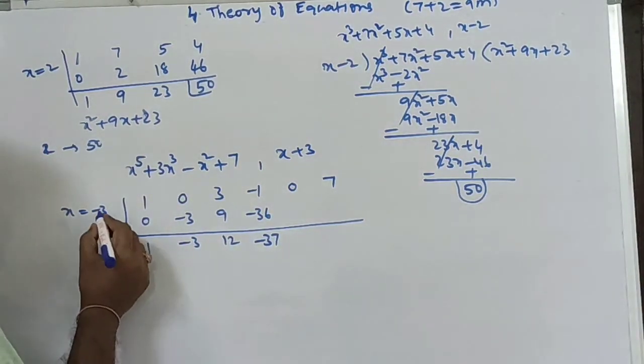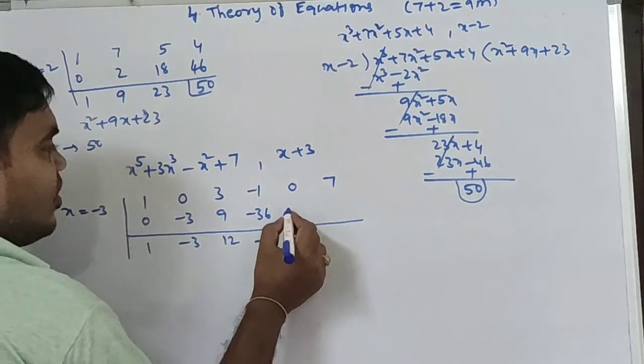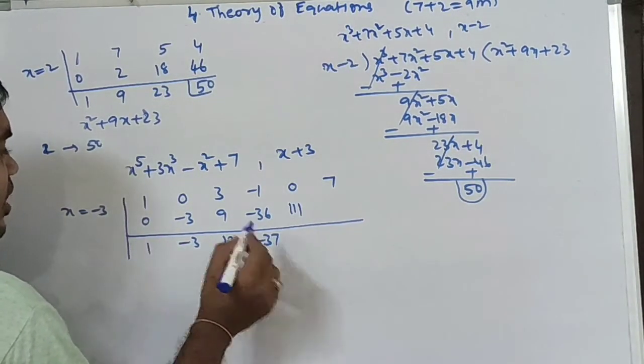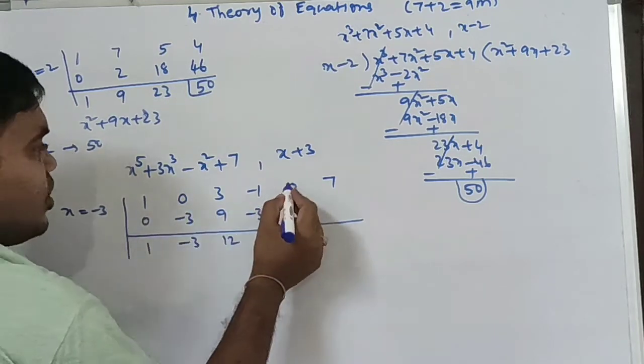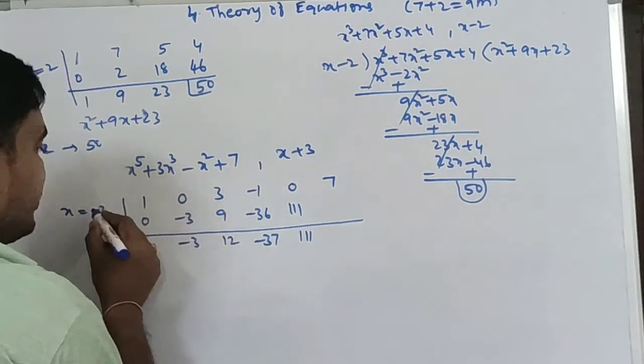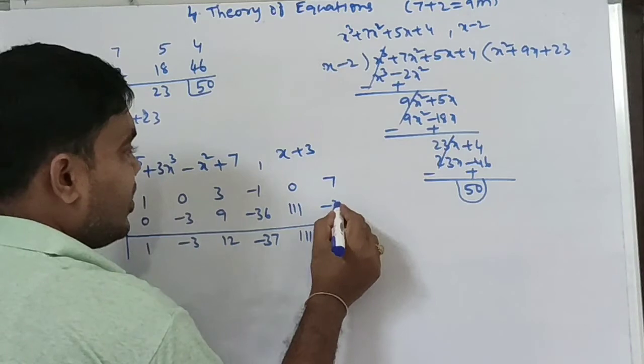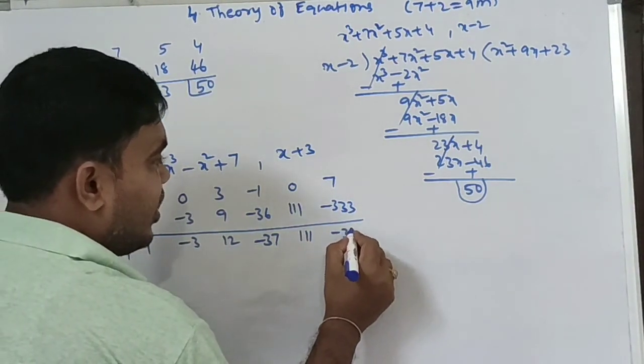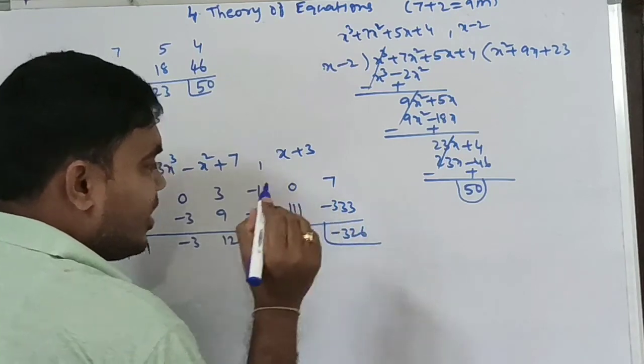Minus 1, minus 36, minus 37. Next, minus 3 into minus 37, 111. 0 plus 111, 111. Next, minus 3 into 111, minus 333. If we are adding minus 333 and 7, minus 326, this is the remainder.